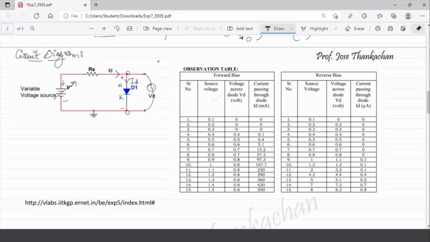So this is the source voltage, this variable source voltage V. This is the multimeter reading in voltage mode, VD. We are measuring the current flowing through this diode using the ammeter here. So you can connect an ammeter here like this. What is it measuring? It is measuring the current ID.